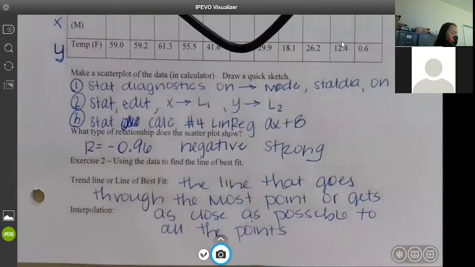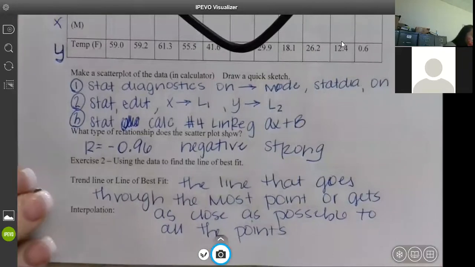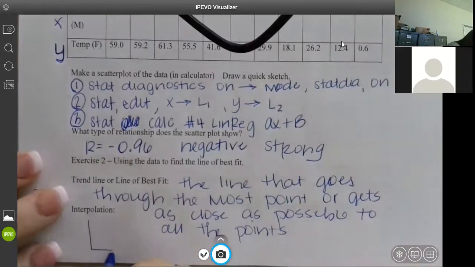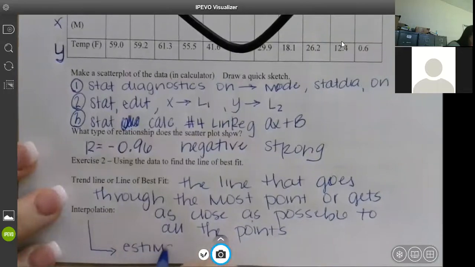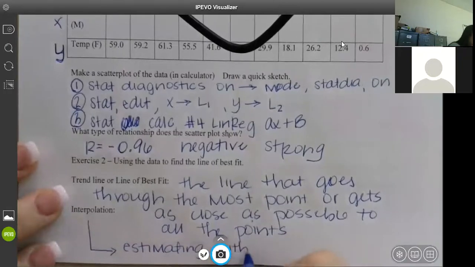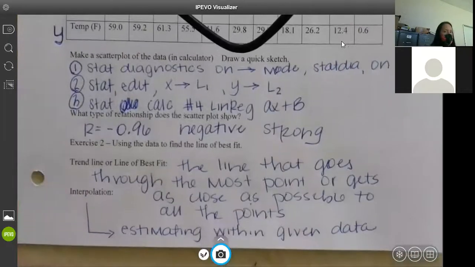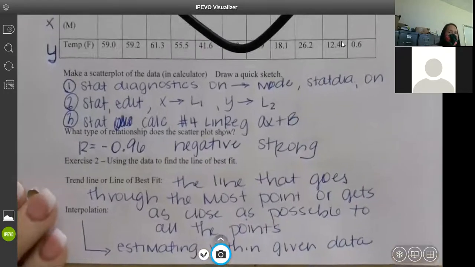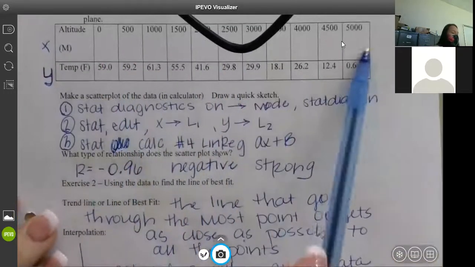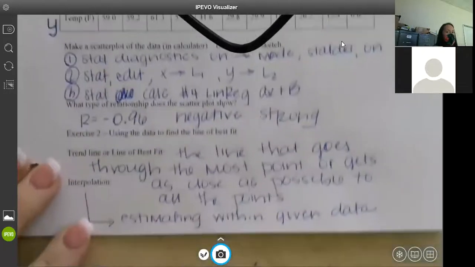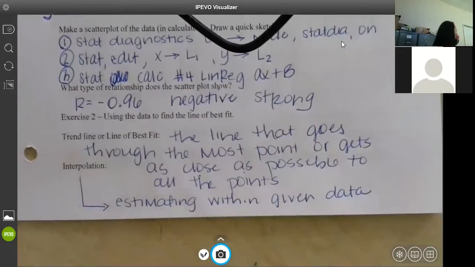We're going to do interpolation too. Interpolation is estimating within the data, and that's the given data. I'll explain that when we get there. That just means we would pick anything that falls within this 0 to 5,000, okay? Anything over that would be extrapolation, but we're not worried about that right now. I'll explain what that is.